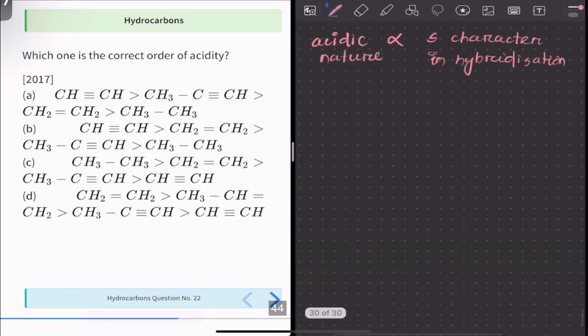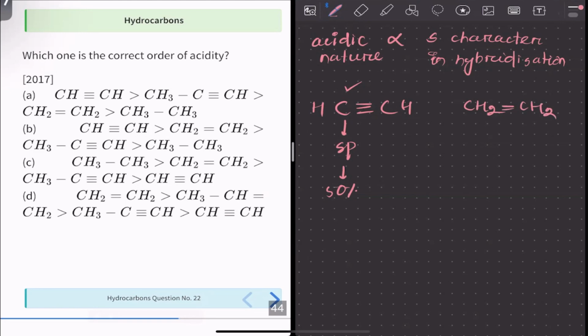In alkyne, it is an sp hybridized carbon, so the s character will be 50%. In alkene, that is CH2=CH2, it is sp2 and here 33%. And in alkane, that is sp3, there will be 25% s character. So the maximum acidic nature will be of alkyne, then alkene, then alkane.